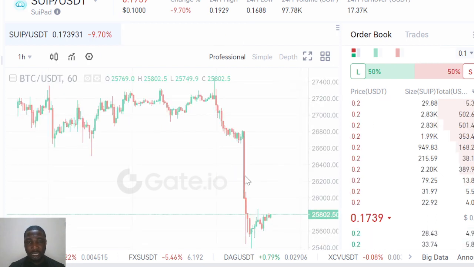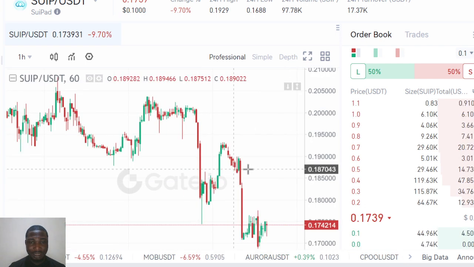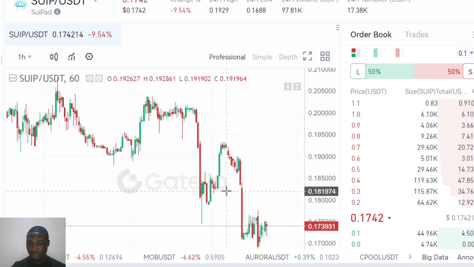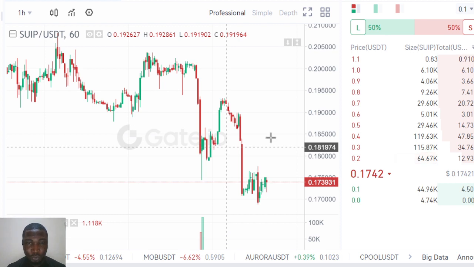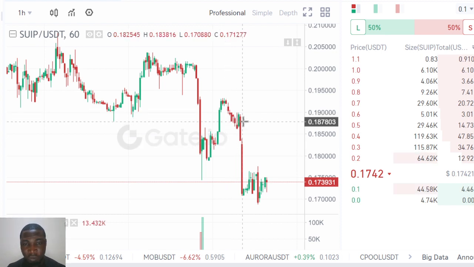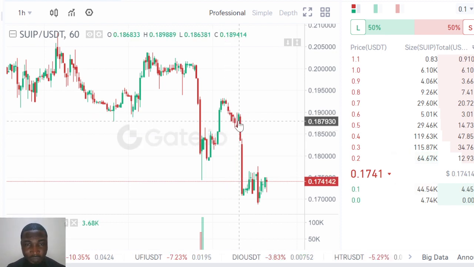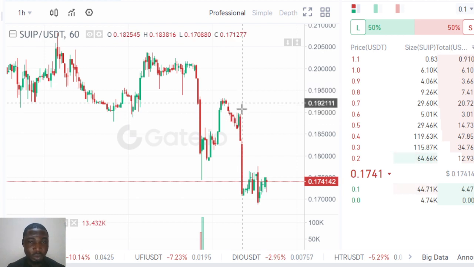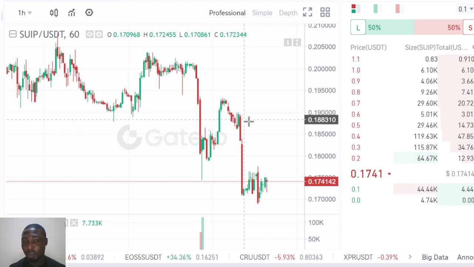Now you can see it came down drastically from this place. This happened just yesterday. You can see the drastic movement of this coin from this place. Look at where it was before. It was going up, but because of what just happened in the market, a lot of people started selling. Now you all know that it's all about demand and supply.